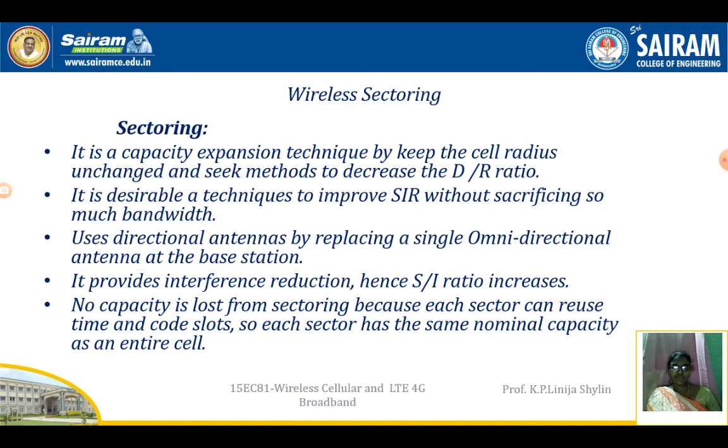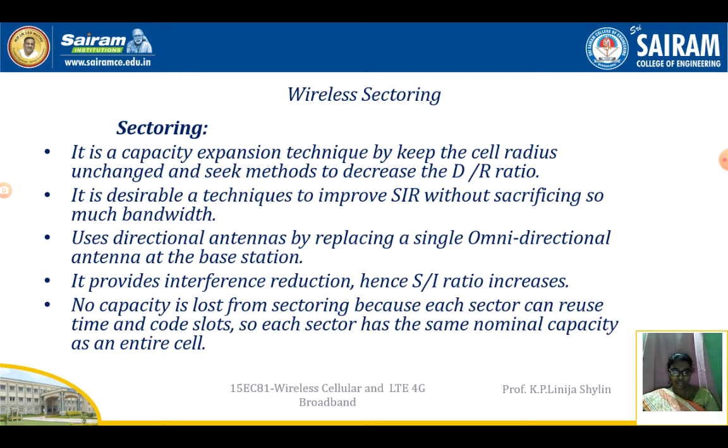Basically, cell sectoring means that at the base station there is a single omnidirectional antenna. That antenna covers the total 360 degrees. We are going to replace this omnidirectional antenna with several directional antennas, and each directional antenna radiates within a specified sector. So why do we need to go for cell sectoring?